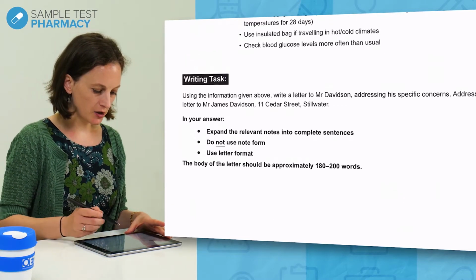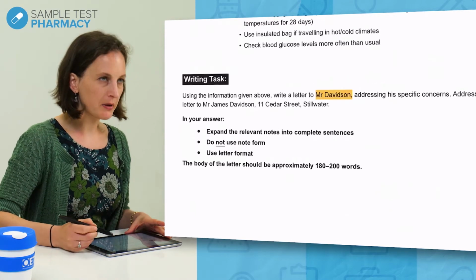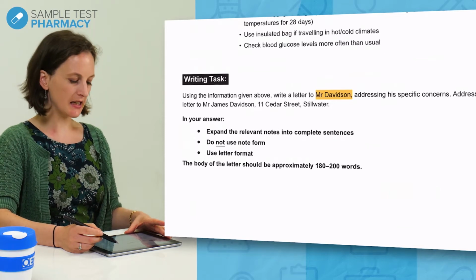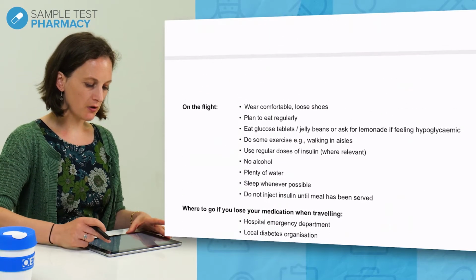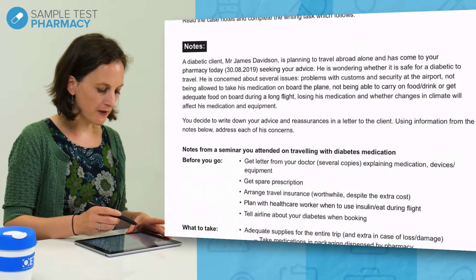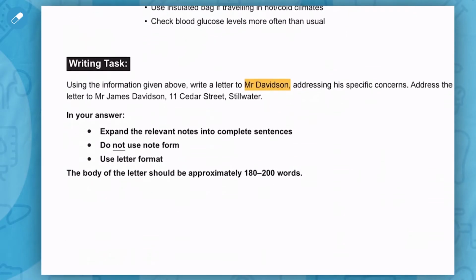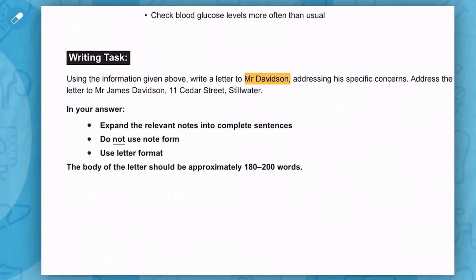In this task, you can see that you are writing to Mr. Davidson. But it's not clear who Mr. Davidson is. So I go to the notes at the start of the case to have a look there. And I can find that Mr. Davidson is a diabetic client of yours. Back at the end of the case notes in the writing task, I can find the second piece of information, which is what are you writing to him about? And here I can see I am writing to address his specific concerns.